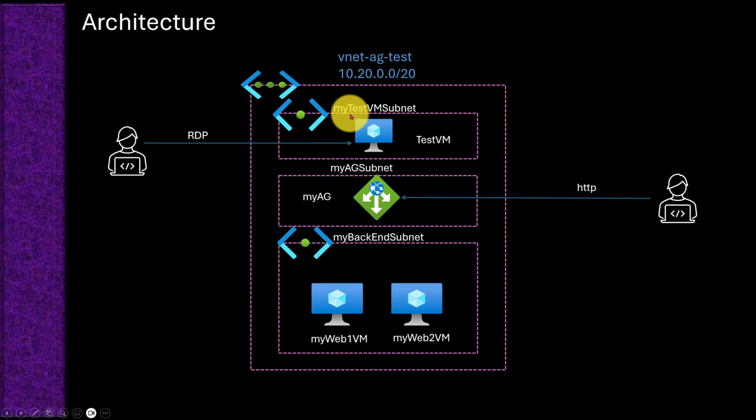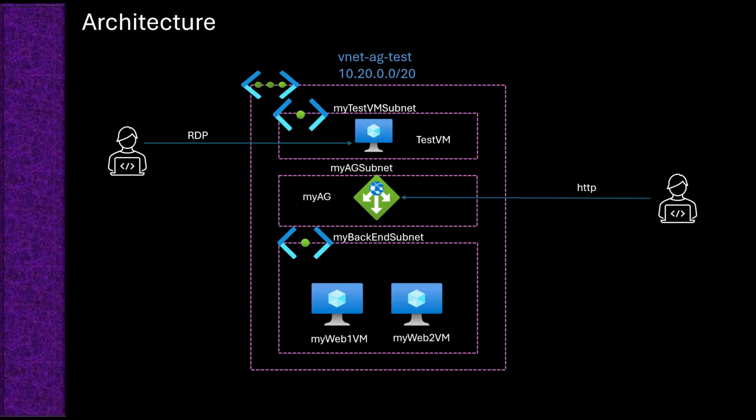The first one, my test VM subnet, we will use to host the test VM. This test VM will have a public IP address so that we can RDP into that particular VM, and this VM we're going to use to hop on to the my web 1 VM and my web 2 VM, just to make sure that we are adding an IaaS role on my web VM 1 and my web VM 2.